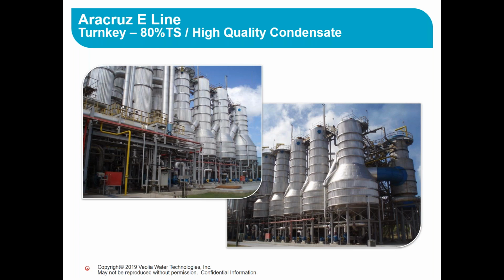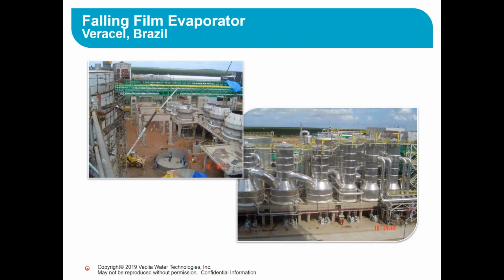And then a couple others we have in South America. We have Veracruz E-Line, which makes 80% solids and has the same condensate system that we had at Santa Fe, where you can control the amounts of A and B condensate you make. And then Veracel we had done before that, a new mill in northern Brazil. We had a 6-effect system there.